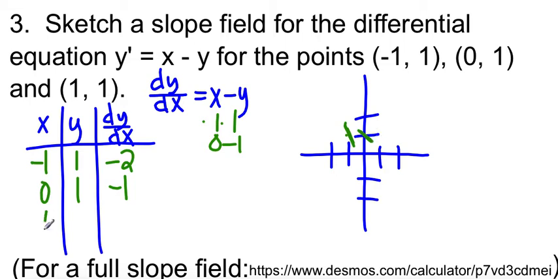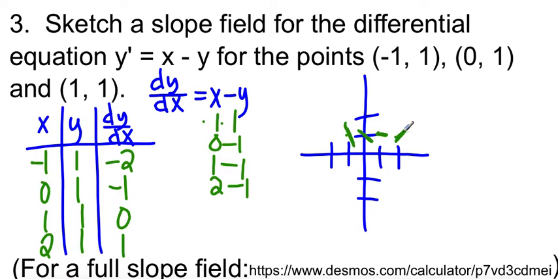We're also going to check at (1, 1). So we plug in 1 minus 1, which is 0. So that means at the point (1, 1), the slope is 0. Okay. We could keep doing this. Like what happens at (2, 1)? At (2, 1), if you plug in 2 minus 1, you get 1. So at the point (2, 1), our slope is 1.